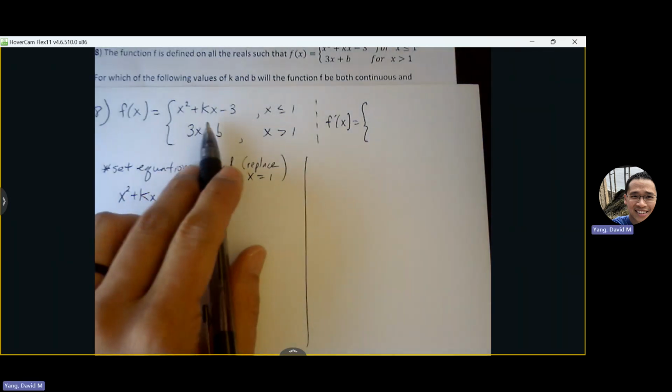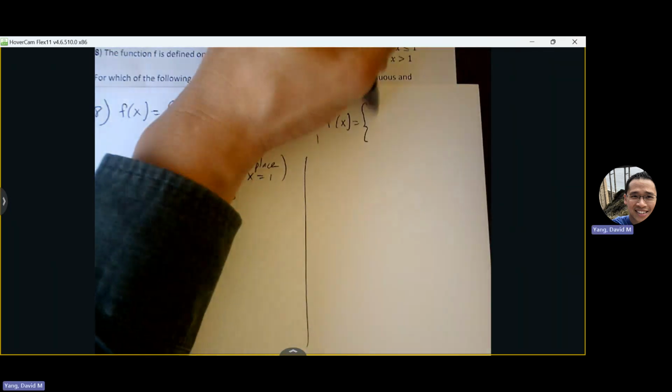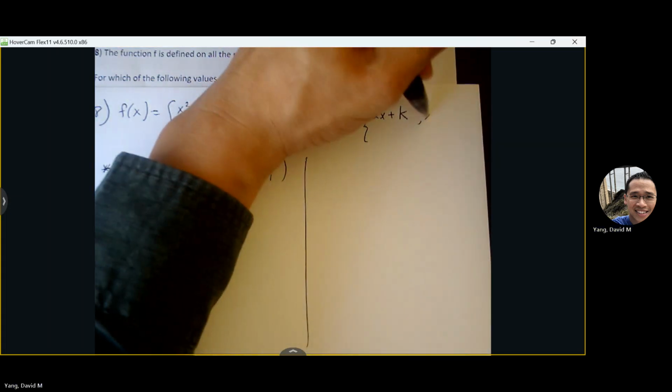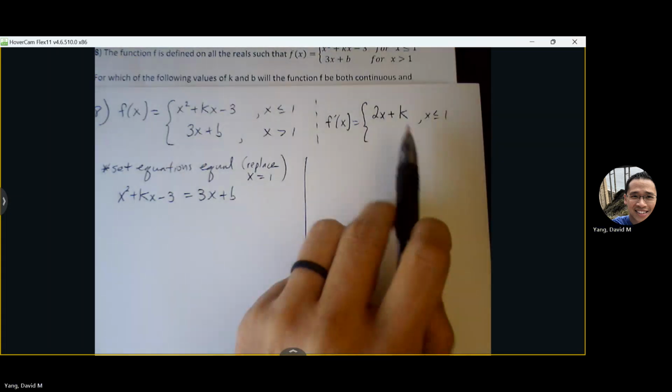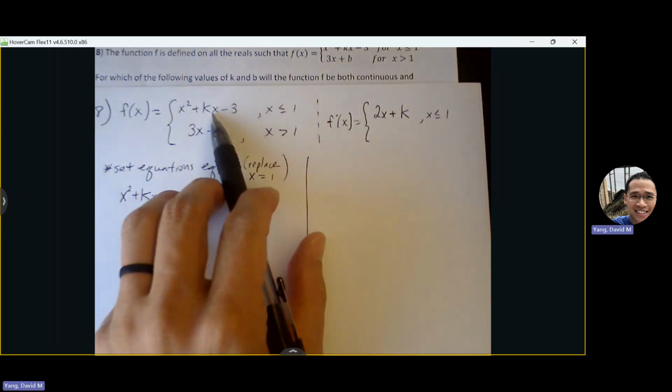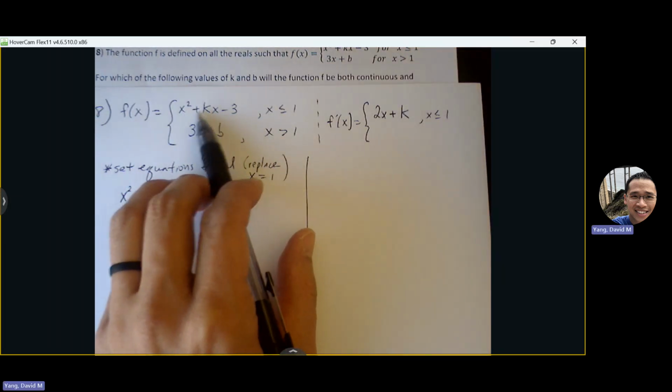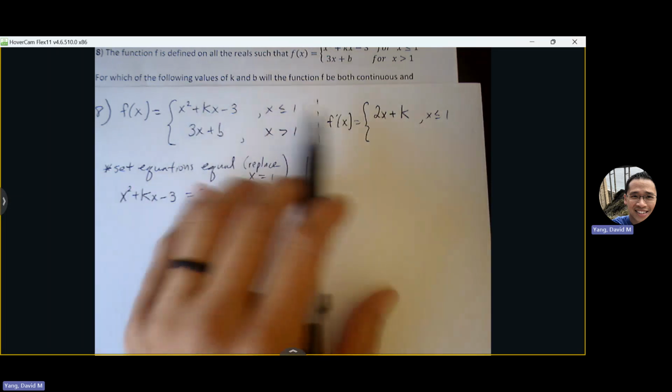So the derivative of x squared plus kx minus 3 is 2x plus k. Imagine this was x squared plus 5x. Then the derivative will be 2x plus 5. So same process: x squared plus kx will be 2x plus k.